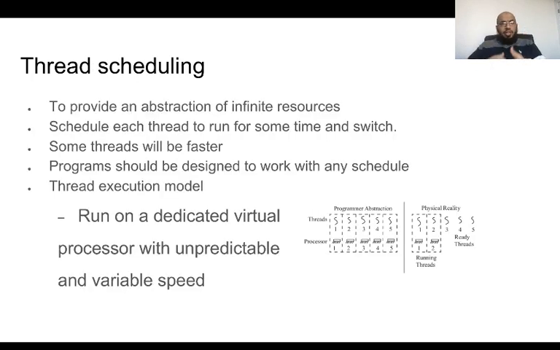Thread scheduling, again, is quite similar to process scheduling. You provide an abstraction of infinite resources to the threads. You schedule each thread to run for some time using round robin, using MLFQ, using whatever you have, and then switch to other threads. Some threads will run faster and might have higher priority. Some threads will be slower. They have IO or they have lower priority.